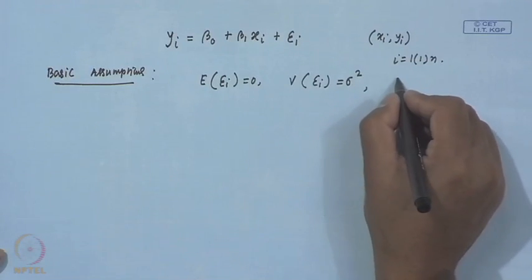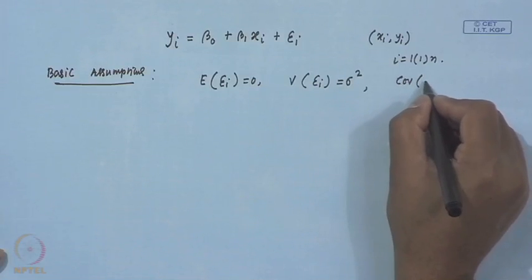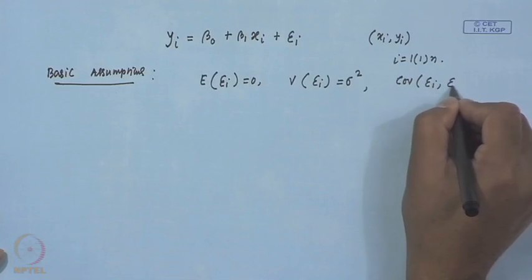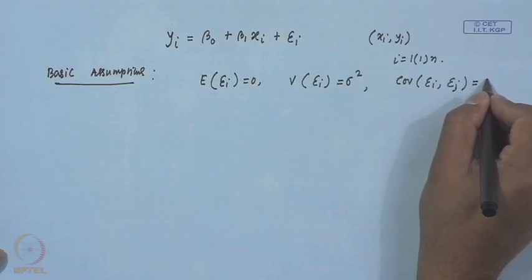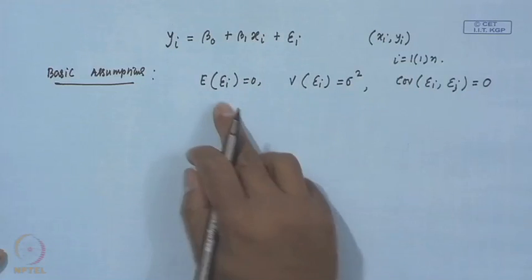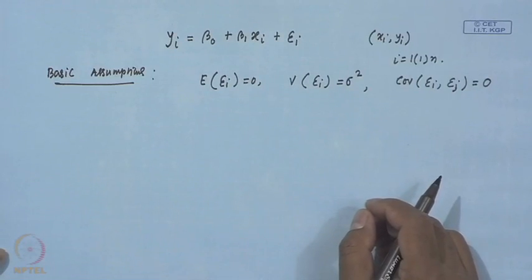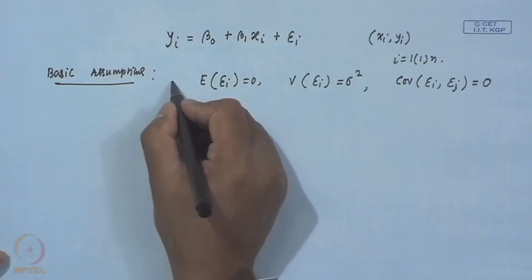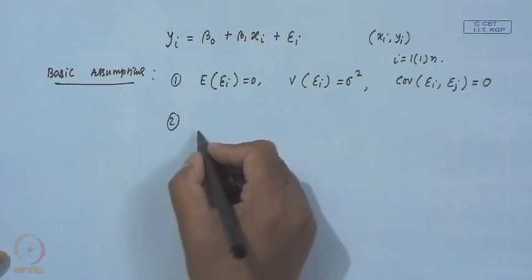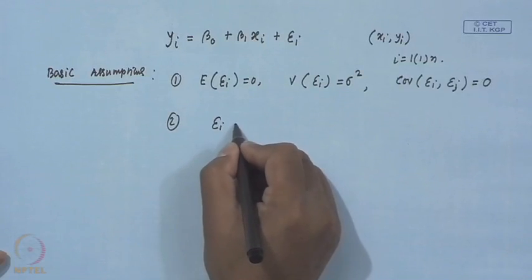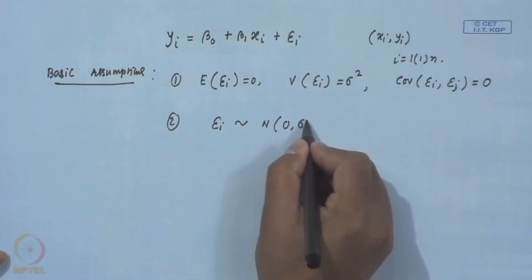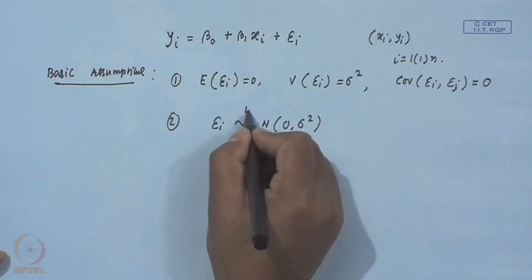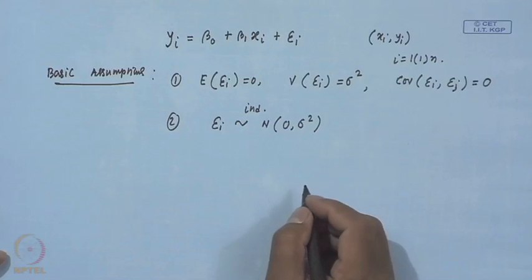So, I can write in this form that covariance of epsilon i, epsilon j is equal to 0, because the expectation is also 0. Well, and also we make the assumption, so this is the first one, the second one is that we assume that this epsilon i follows normal 0, sigma square, and they are independent.